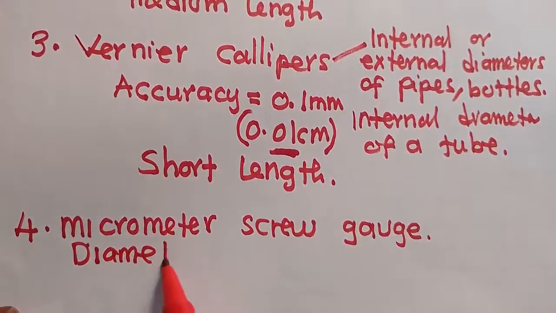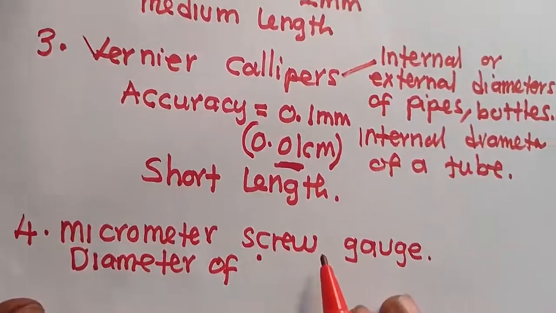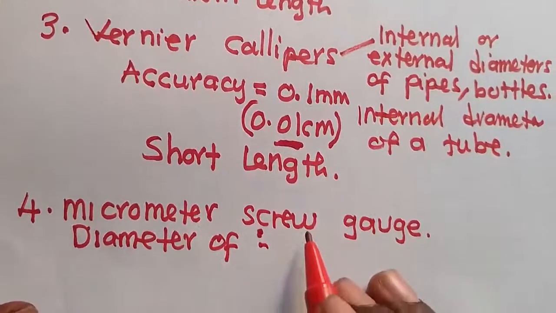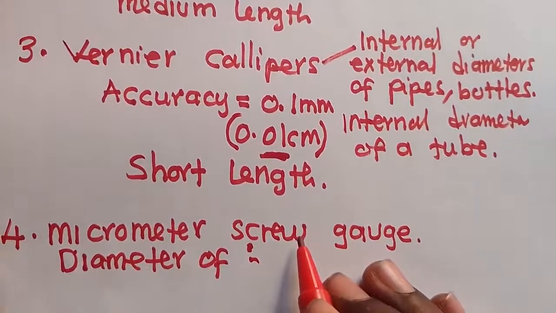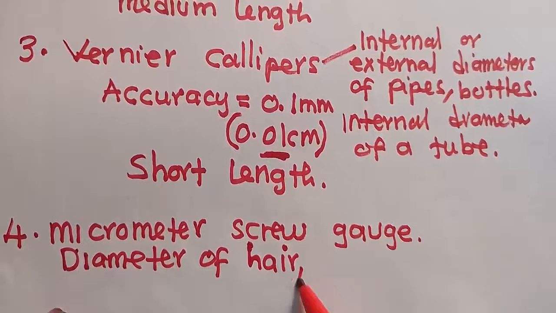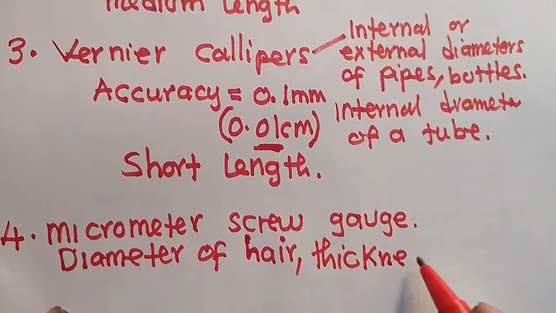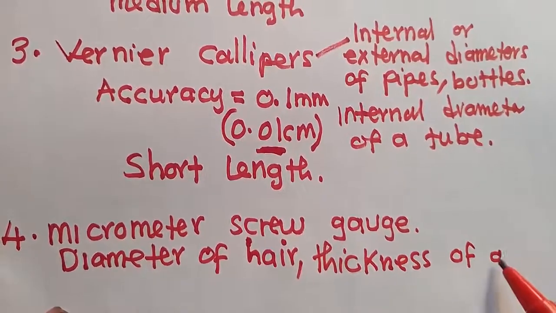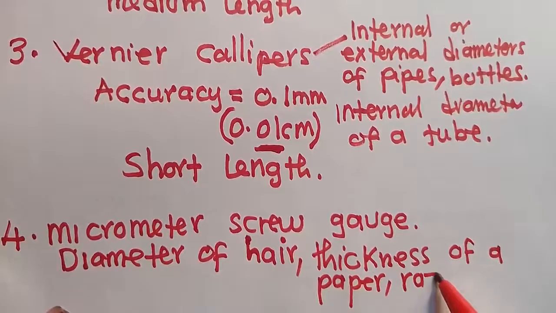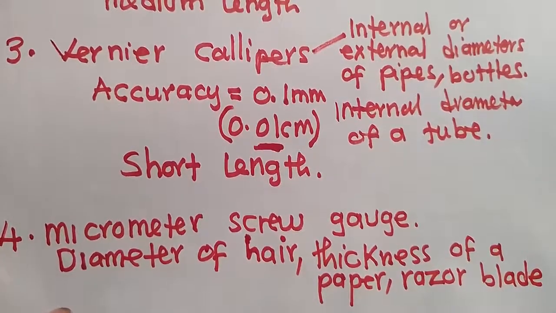Let's say it is going to measure the diameter of your hair on your head. Apart from this, it measures thickness. It is going to measure the thickness of a paper. So to measure the thickness of a paper, or a razor blade, these are some of the things that it measures.